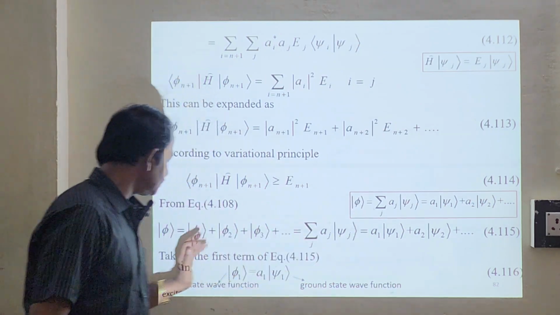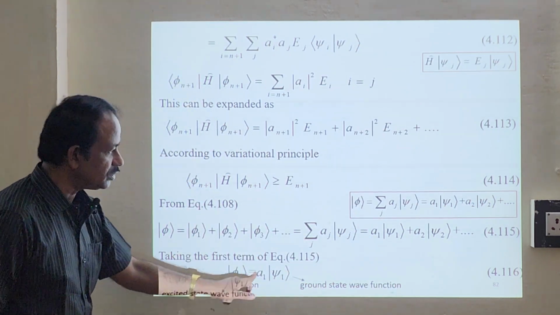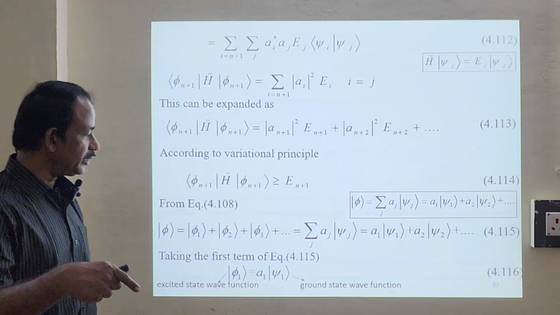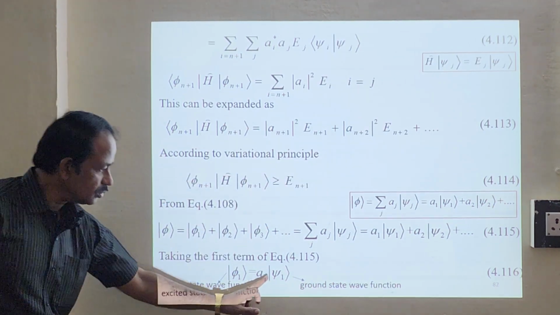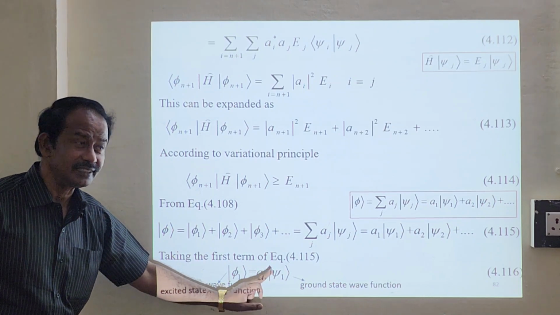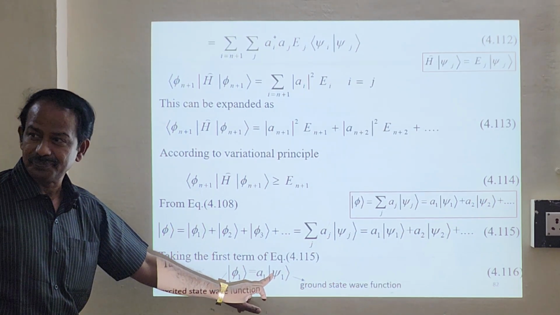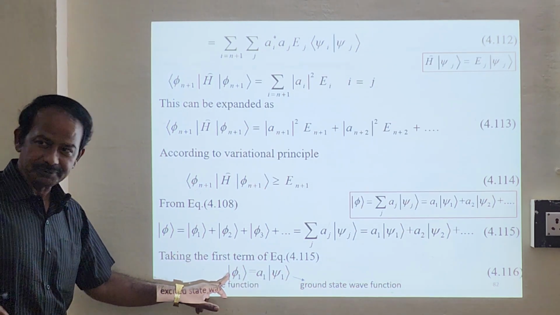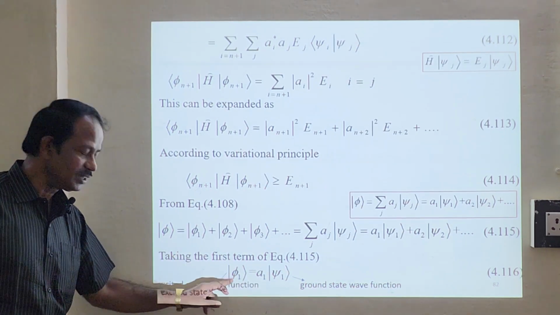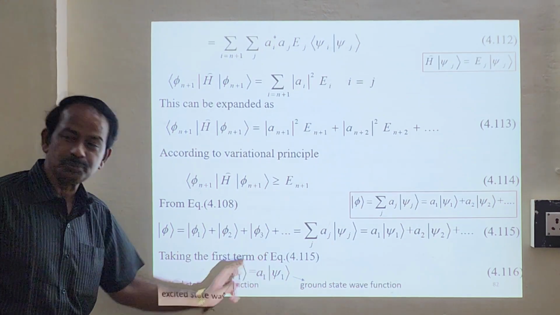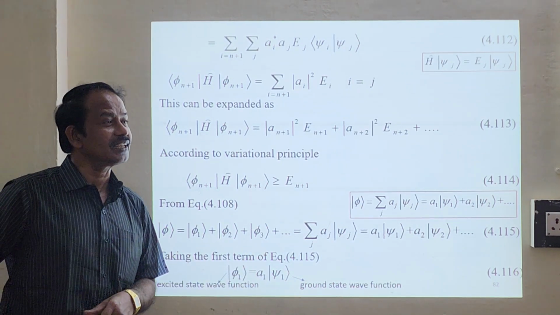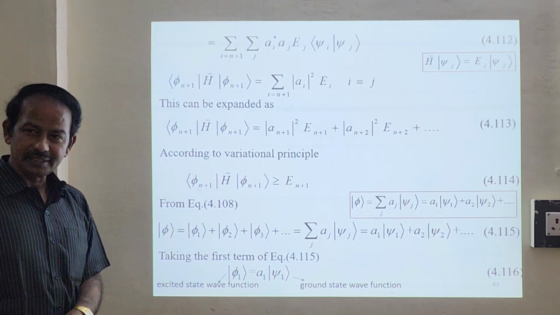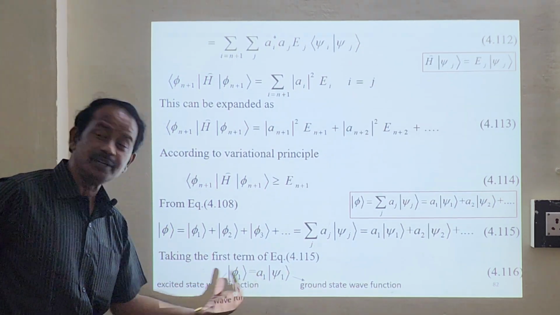You compare this and this, that will give you phi 1 which is equal to a1 psi 1. Similarly phi 2 which is equal to a2 psi 2 and so on. So psi 1 stands for, as I said earlier, the ground state wave function. This is the initial one. This is a result that we are going to get. So this will be your excited state wave function. Both should be orthogonal to each other and linearly independent, these two conditions.